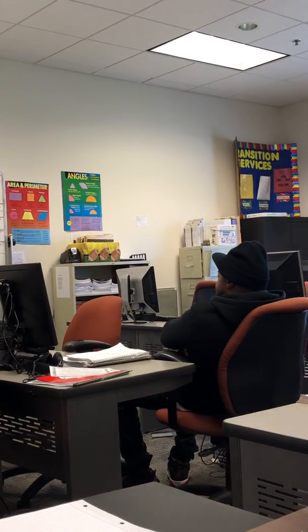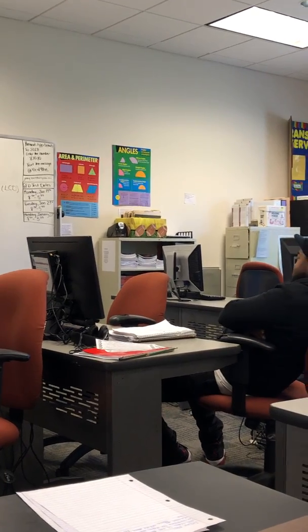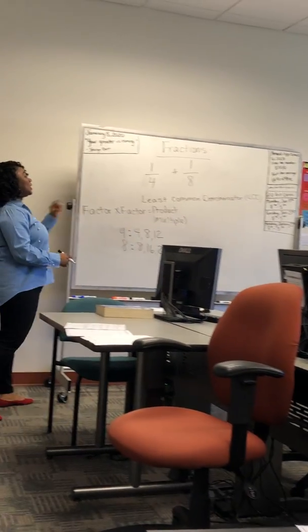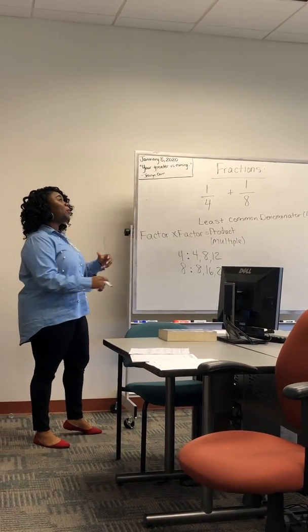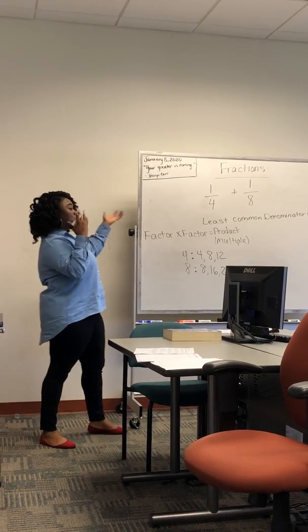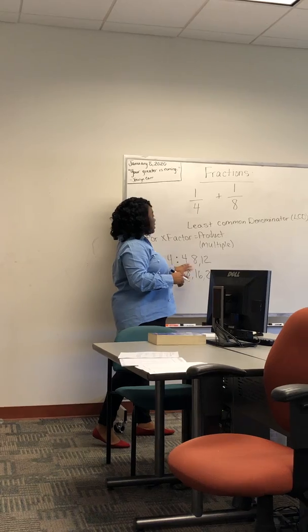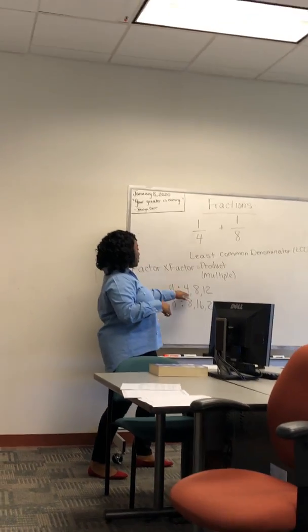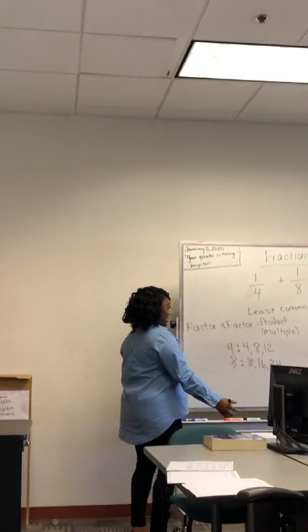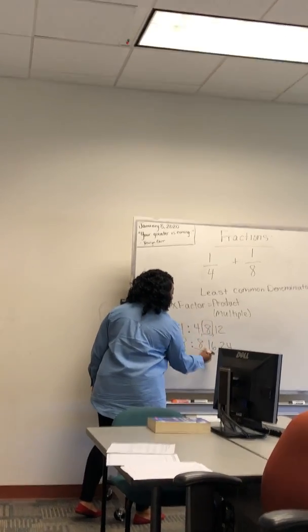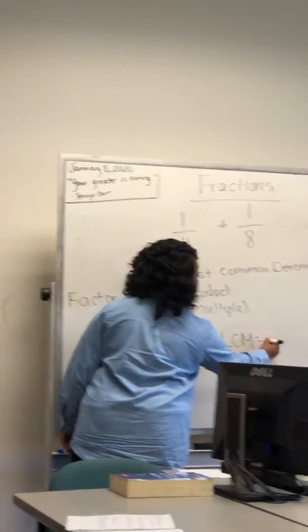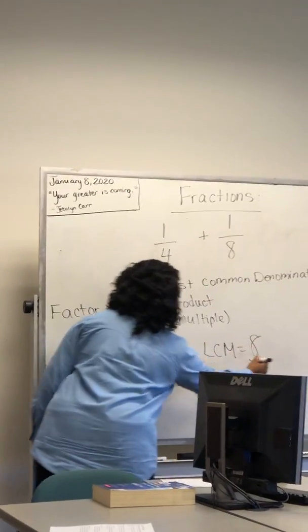What's 8 times 3? 24, yes. We're looking for the least common denominator. Before we did greater. So greater and least are antonyms, so they're opposite. The opposite of greater is least. So this time we're looking for the smallest number that they both have. 8. Absolutely. So our least common multiple, or our least common denominator, is 8.